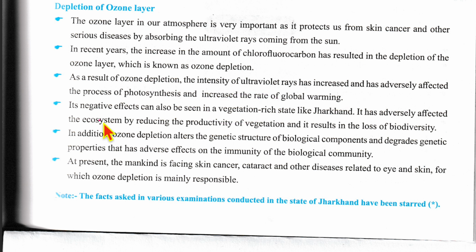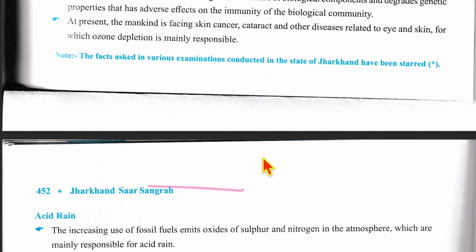It has adversely affected the ecosystem by reducing the productivity of vegetation, and it results in a loss of biodiversity. In addition, ozone depletion alters the genetic structure of biological components and degrades genetic properties, which adversely affects the immunity of the biological community. At present, mankind is facing skin cancer, cataracts, and other diseases related to the eye and skin, for which ozone depletion is mainly responsible.